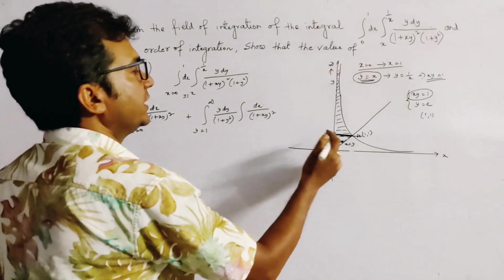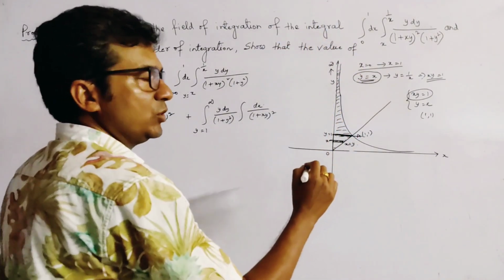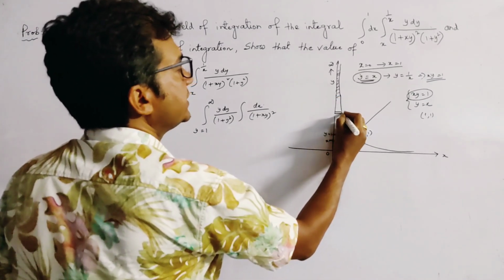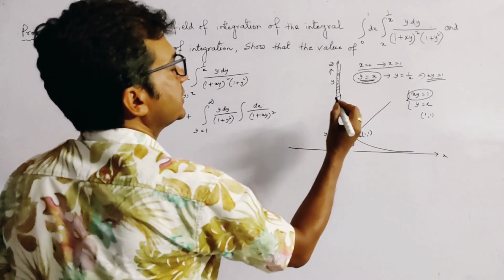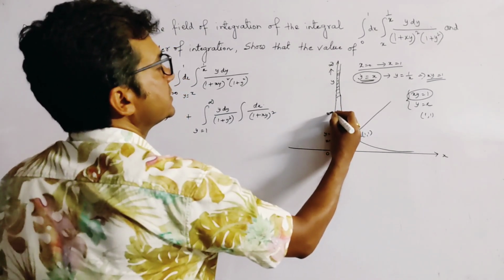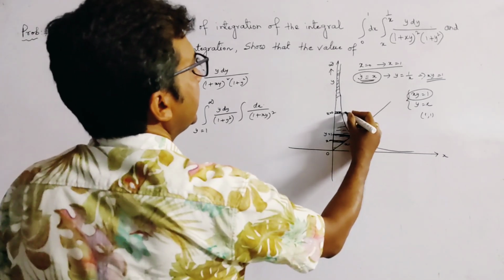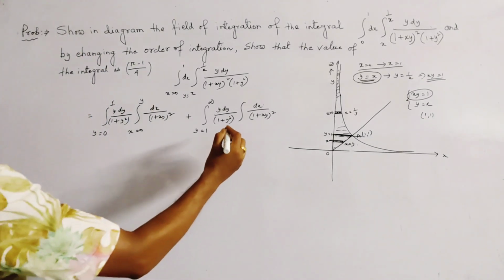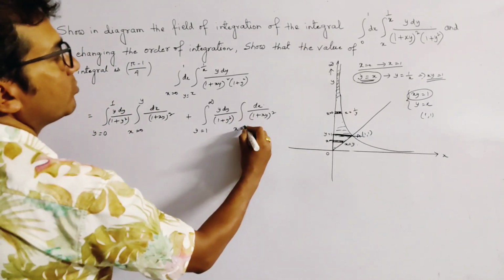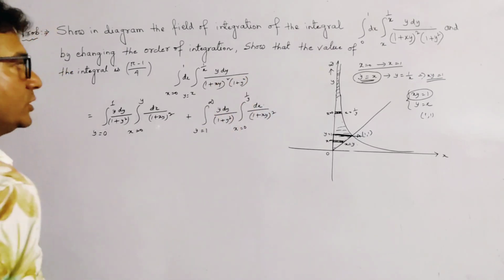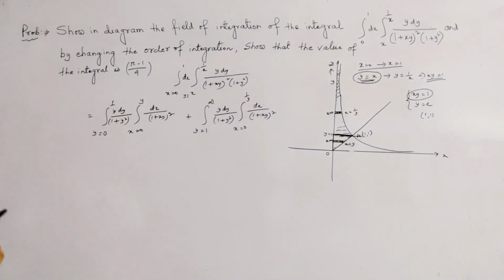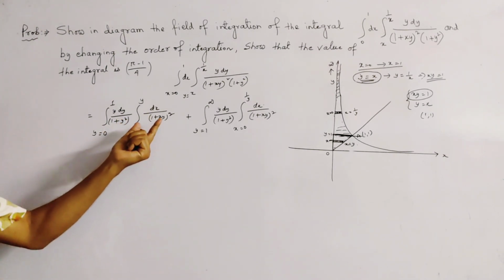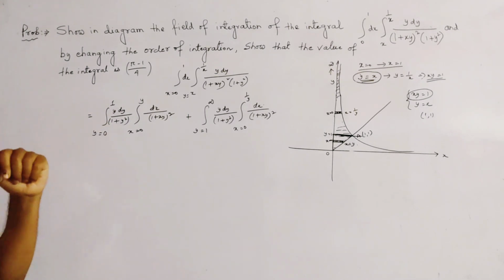And in the second case, that is from this to infinity, if we take a strip parallel to the x-axis like this, and we get this, and here x is equal to 0, and here x is equal to 1 by y. So here the range of x is from 0 to 1 by y. So we change the order of integration. We first take the integration with respect to x, then we take the second.